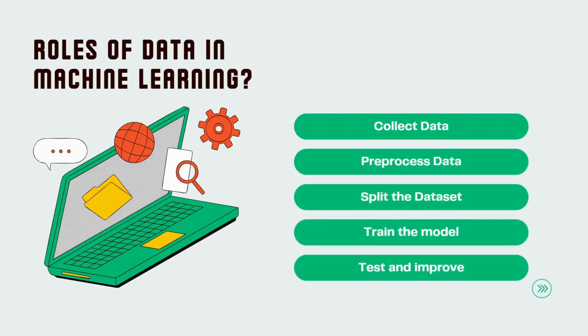Then how we can train the model and what is the role of the data. Here I can show you. First of all, we can collect data from relevant websites. For practicing, we can take the Kaggle website as a reference, and there are a lot of other websites. Afterwards, the second process is to pre-process the data. We can do the EDA process, remove the duplicates, and remove the null values.